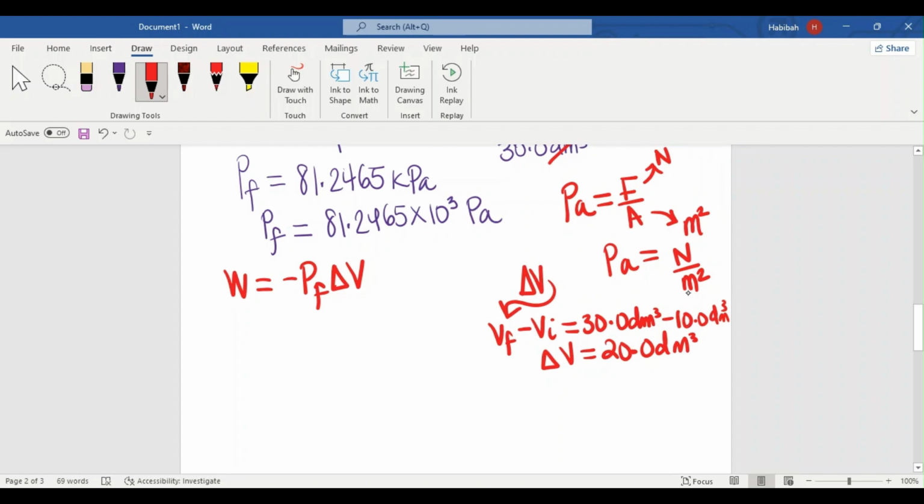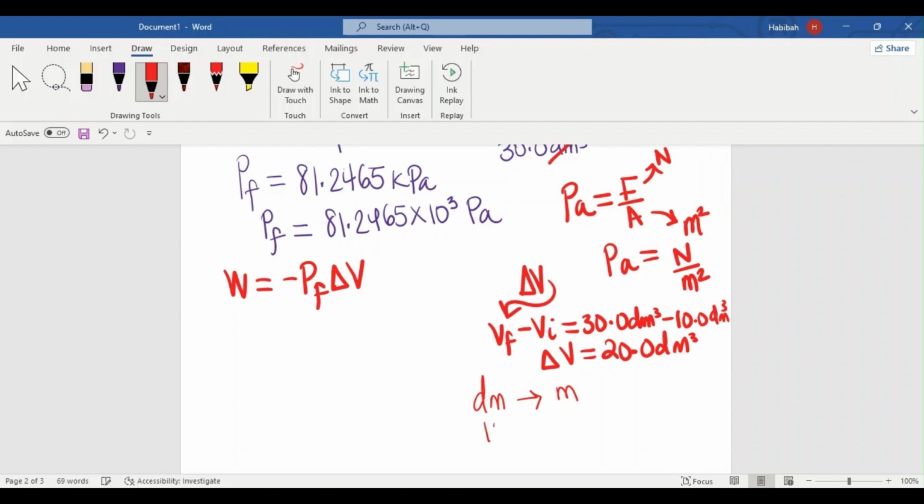Now we see that dm cubed and we see meter. So we have a dm here, decimeter, and we have a meter here. And honestly, they cannot cancel out. They would need either the decimeter to be converted to meter or the meter to be converted to the decimeter. But the wise thing is for us to change from decimeter to meter.